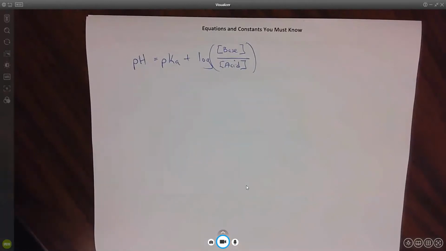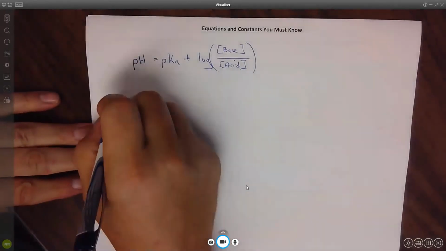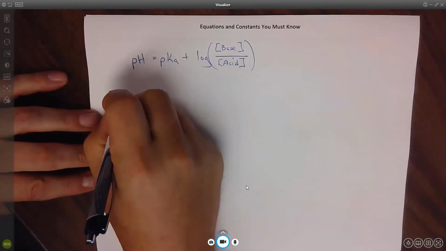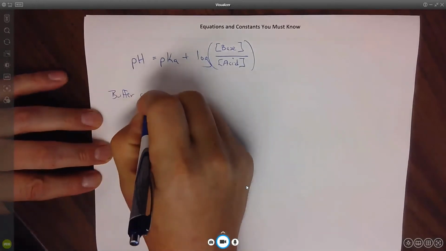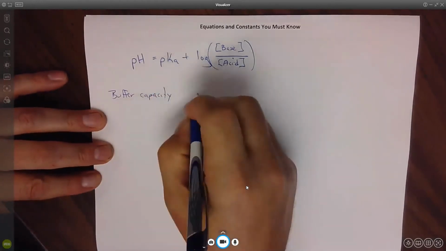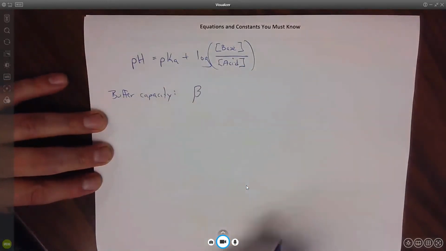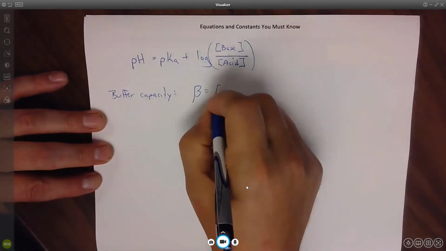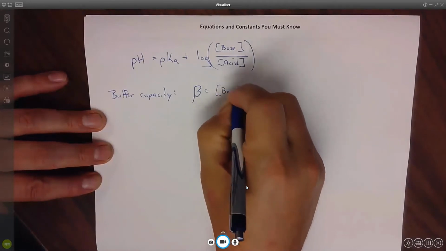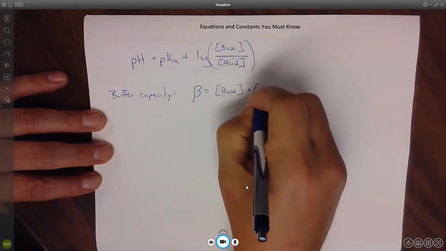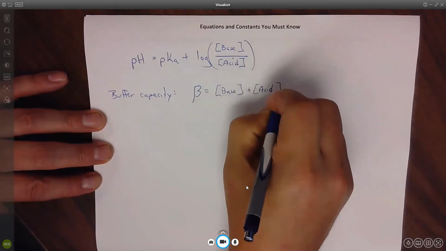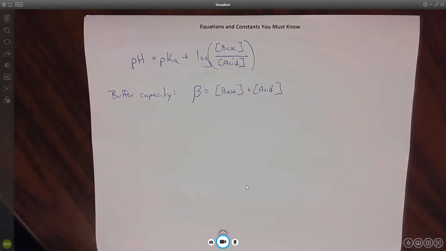And then the other equation was that for buffer capacity, which we assigned a variable of beta. And buffer capacity is simply the concentration of the base plus the concentration of the acid. So those are the only two equations for this chapter.